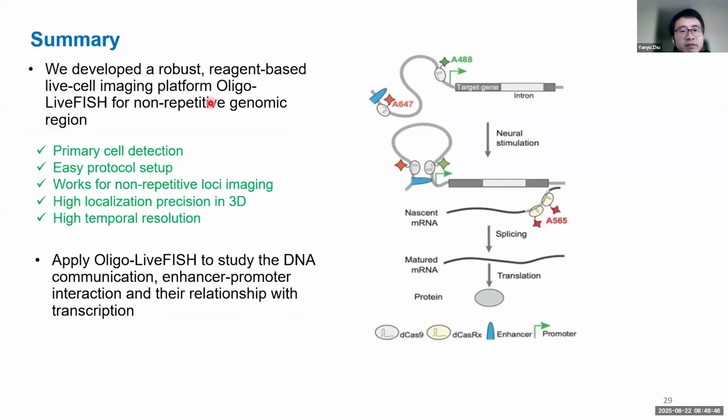So in summary, we developed a reagent-based live cell imaging method called Oligo-LiveFISH that can image non-repetitive genomic regions in live cells. It allows primary cell detection, and it has high SNR and high spatial and temporal resolution. And we used it to study DNA communication, DNA dynamics, enhancer promoter interaction, and its relationship with transcription.